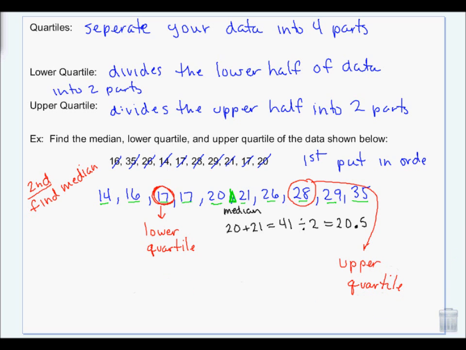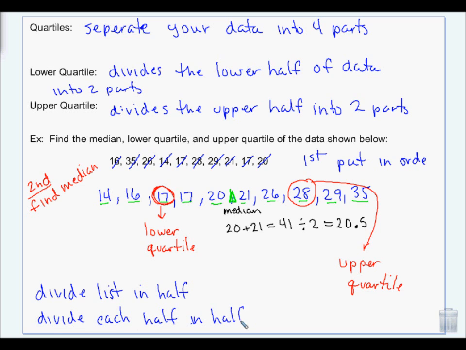So essentially what you do is you divide your list in half, and then divide each half in half. Does that make sense?